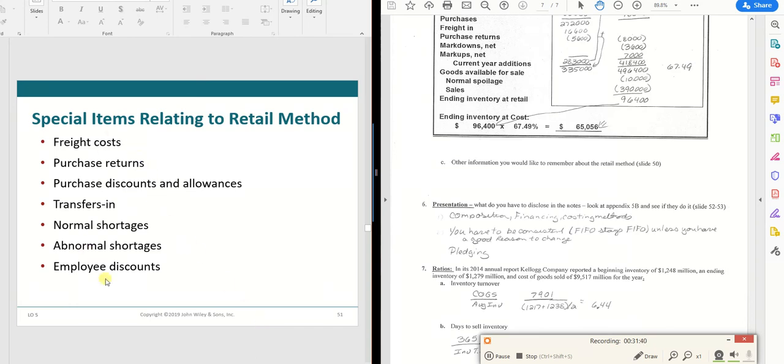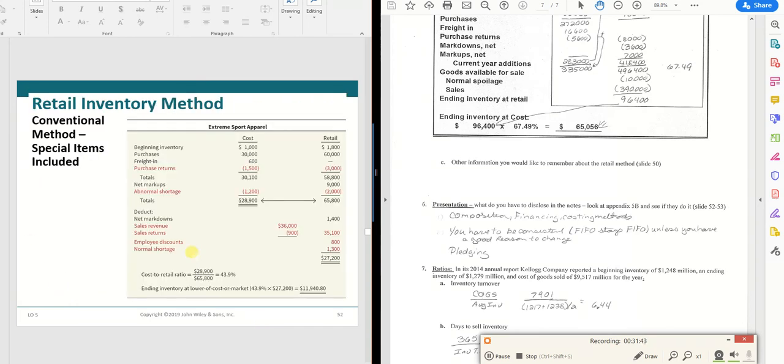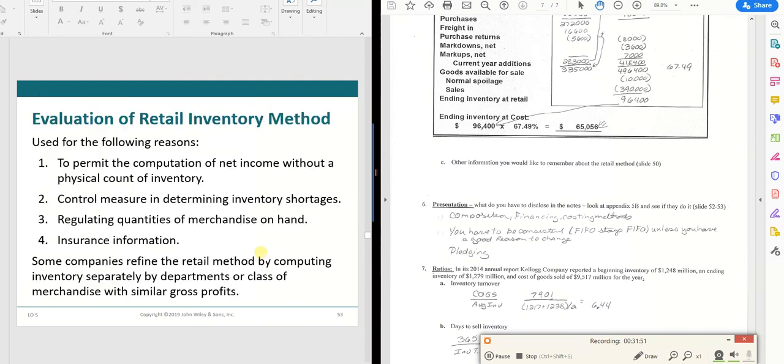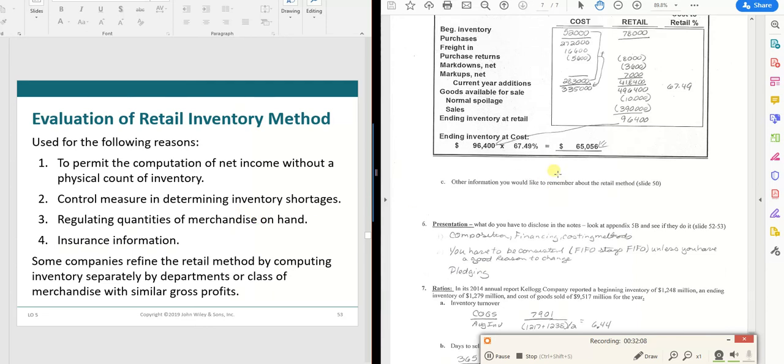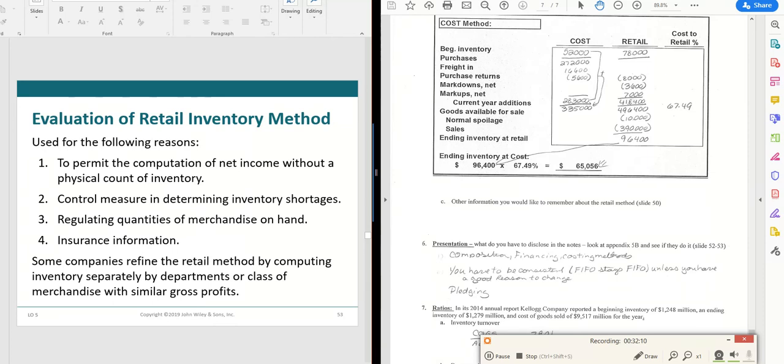Retail method, we talked about those. You did one. Don't really have anything to add. That's just another example. Okay, so notice you can compute inventory without a physical count of the inventory, control measures to determine shortage. So you can do test figures as you go along. Notice in my example and the other one, I sent my salesperson around to count inventory. But notice I wouldn't even necessarily have to do that.